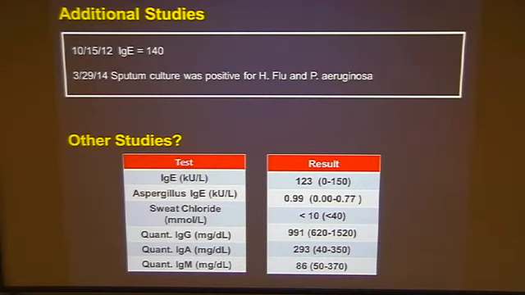And again, he has asthma. So maybe ABPA here. Sweat chloride was very low. The immunoglobulin levels were all normal. Okay? So what now?